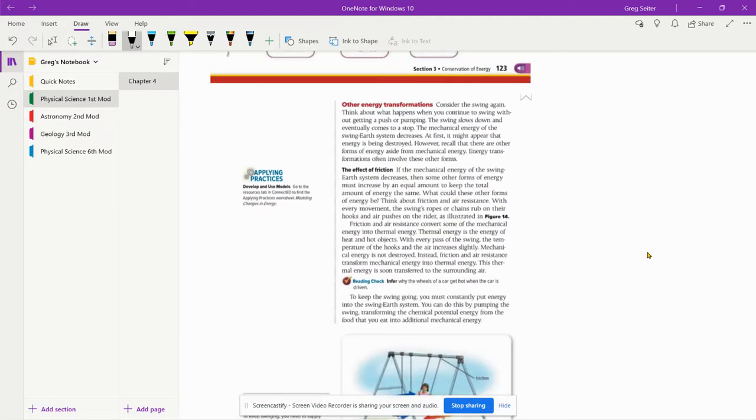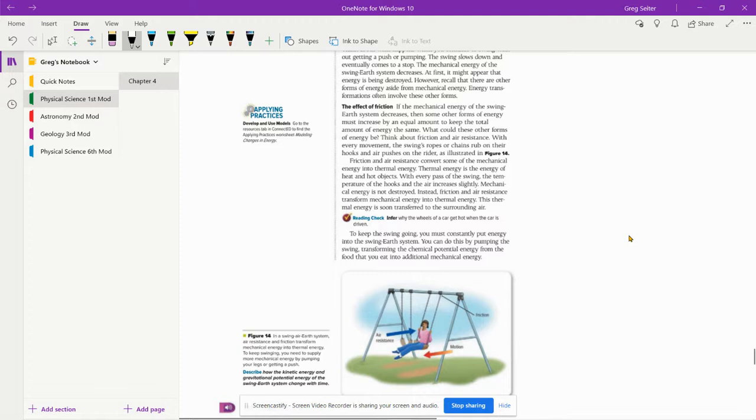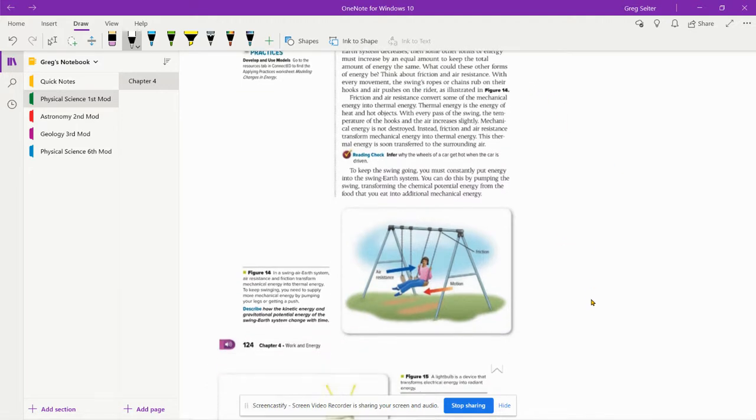There's other types of transformations, though, also. From the food you eat, the energy in the chemical bonds in the food gives you the energy to run, to play. There's also the effect of friction. As this person is swinging, we're going to lose energy to air resistance. It transfers to the air, and it turns into air friction. That's why you have to pump your legs. If you quit pumping your legs, you'll eventually come to a stop because of friction.